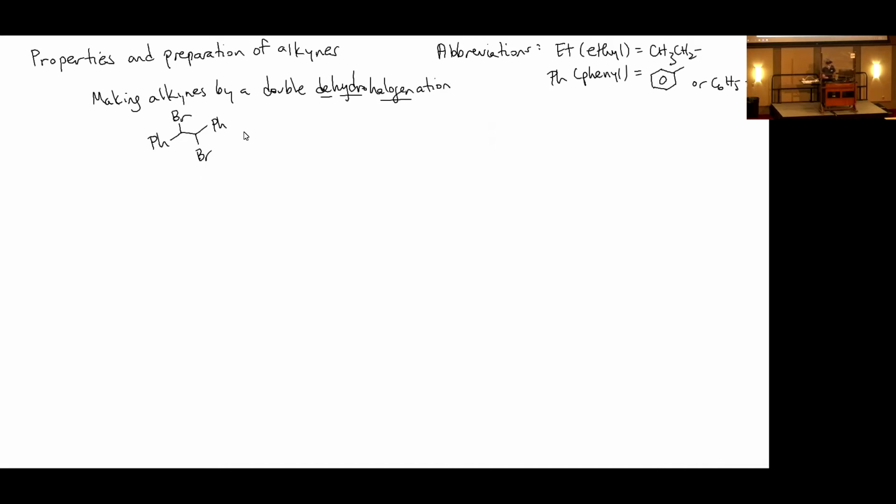So if you were to treat this compound with an excess of some base, we would need at least 2 equivalents of KOH or sodium hydroxide or sodium amide, something like that, that's a sufficiently strong base. You will get, actually in this case, diphenylacetylene. And the mechanism I think we know already. It goes by 2 successive elimination reactions.